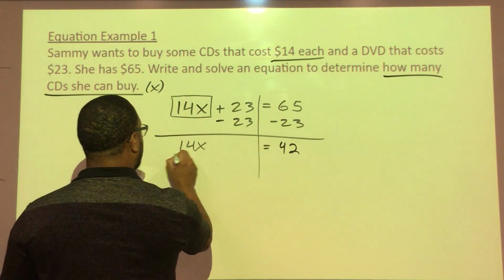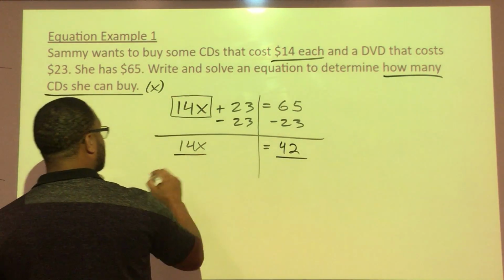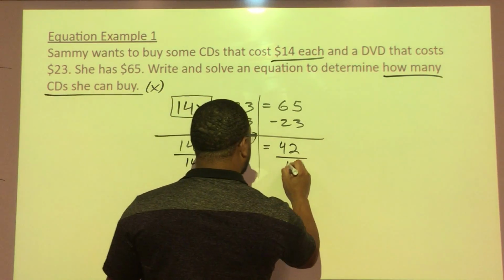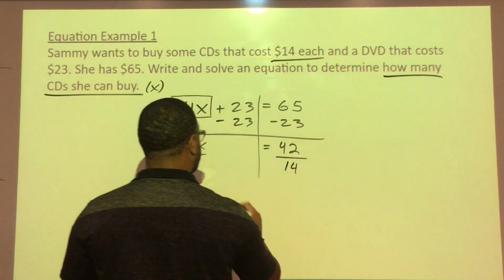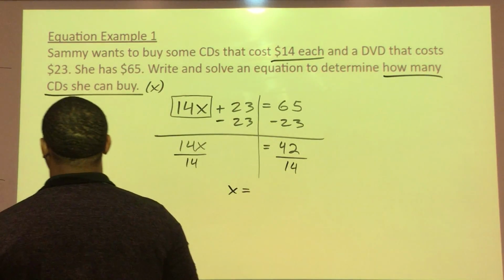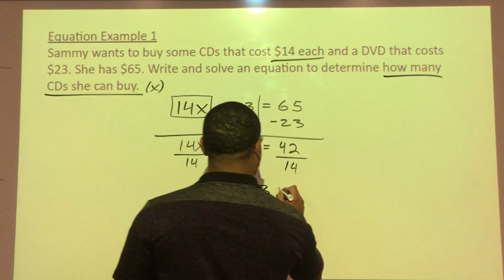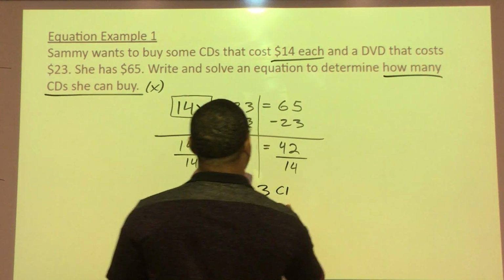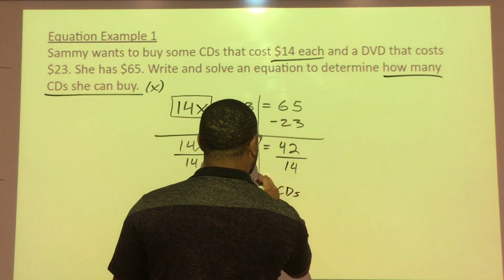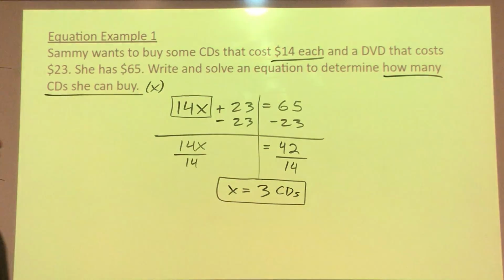And now I'm going to divide both sides by the number that I put a box around, which is 14. The coefficient, the number next to x, that's what you divide both sides by. And when you do 42 divided by 14, we get x equals 3. So that means that Sammy can buy 3 CDs, because that's what the problem wants us to figure out: how many CDs she can buy. She can buy 3 CDs.